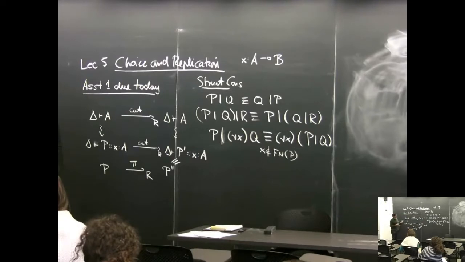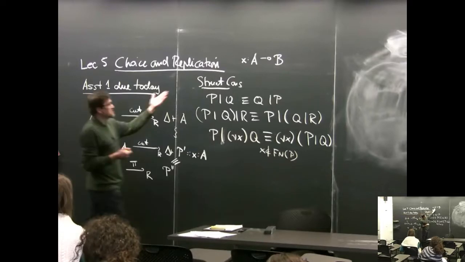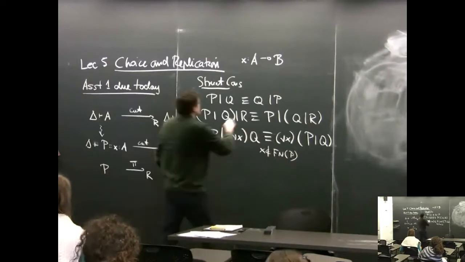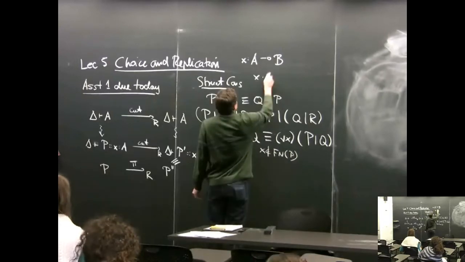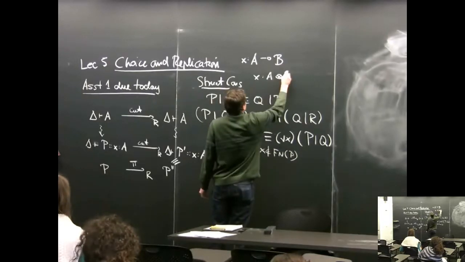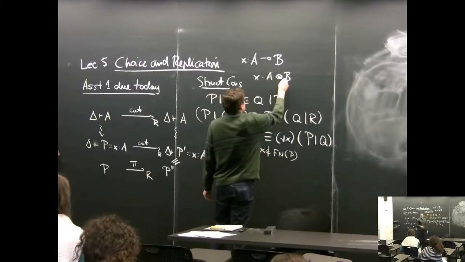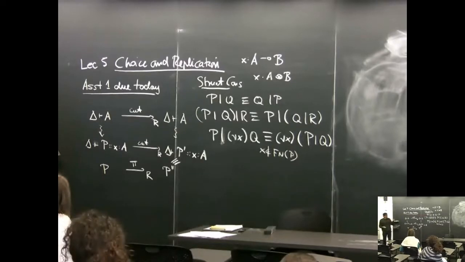So as a service, it's an input. If I want to use that service, I have to output, right? Because if that's in my environment, it expects A as an input. Okay, so now we're going to look at tensor. The way this is going to play out is that A tensor B means you output a new channel Y of type A, and then you behave like B.